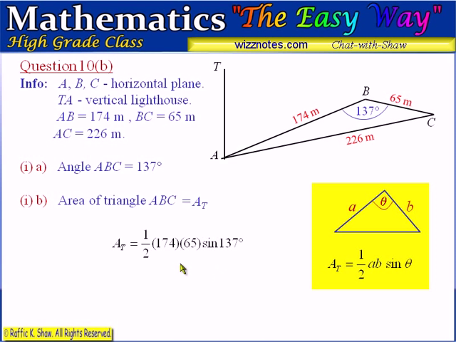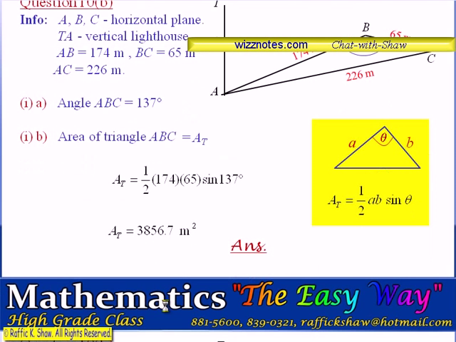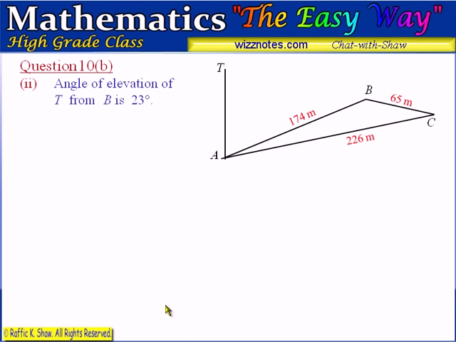And applying this formula, the area of triangle ABC becomes half multiplied by 174 multiplied by 65 multiplied by the sine of 137 degrees. And so this will give us the area of that triangle. And this is it. The area of triangle ABC is this meter squared. So that is the answer for this part of this question. And let's move down now to part 2.